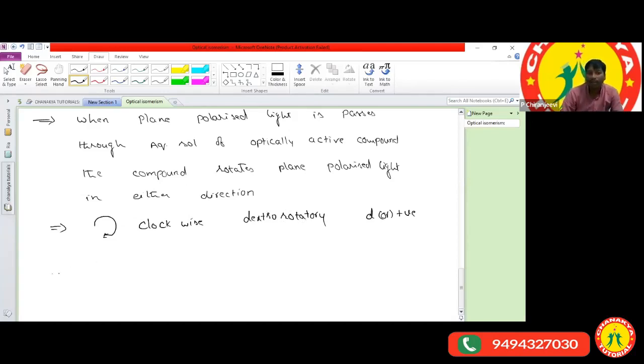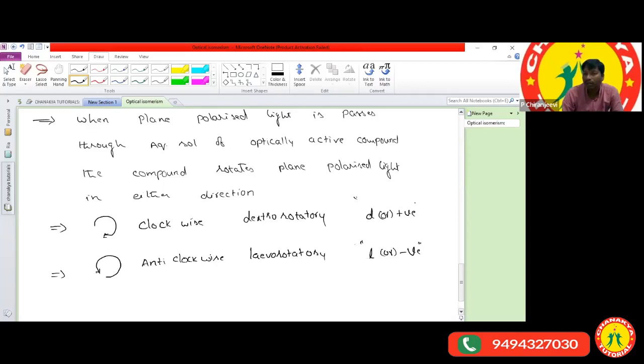If the plane polarized light is rotated in the anti-clockwise direction, we call it levorotatory. Levorotatory is represented with a small l, or with a negative sign.